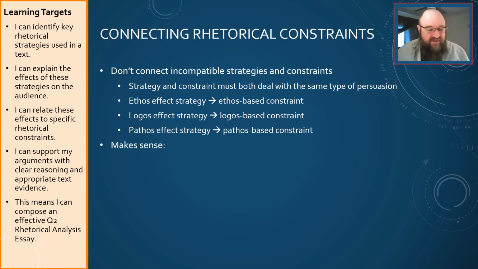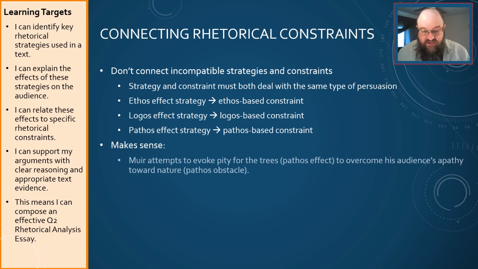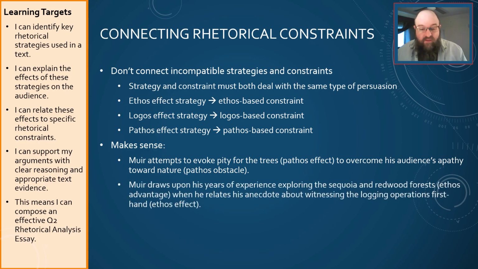So here's some examples of compatible strategies and constraints. Something like this. Muir attempts to evoke pity for the trees, that's a pathos effect, in order to overcome his audience's apathy toward nature. It's a pathos obstacle. Or Muir draws upon his years of experience exploring the sequoia and redwood forests, which is an ethos advantage, when he relates his anecdote about witnessing the logging operations firsthand, which is an ethos strategy.